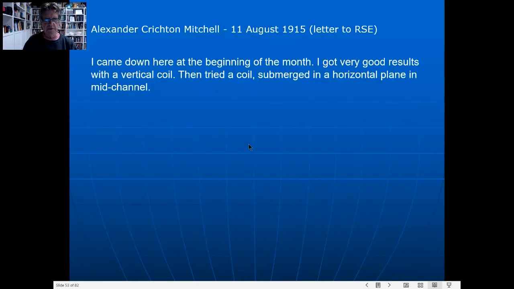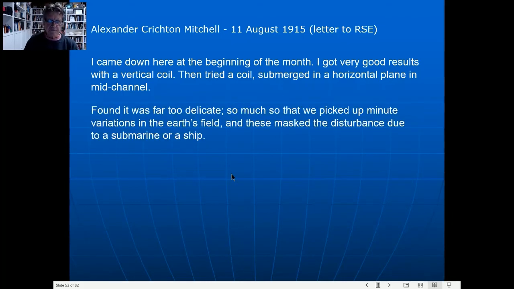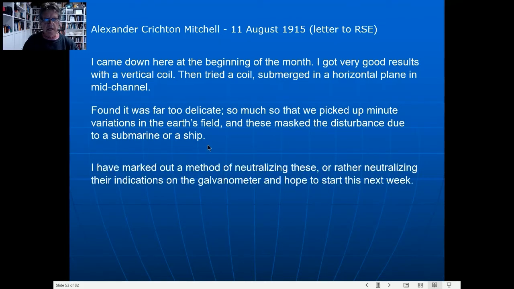Okay, now this is what he said. Came down at the beginning of the month. I got good results with a vertical coil. Now he tried it vertically first, and he got some good results. And then he tried submerged in a horizontal plane like I just had in the diagram. He says it was too delicate. So much so that we picked up minute variations in the Earth's field, and these masked the disturbance due to the submarine. I've marked out a method for neutralising these, or rather neutralising their indications, on the galvanometer. I hope this starts next week.